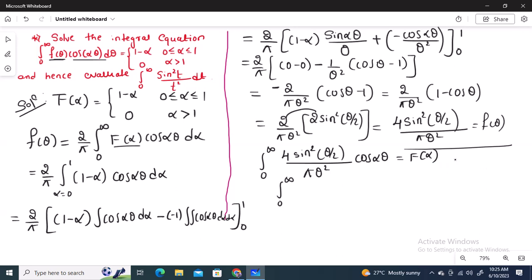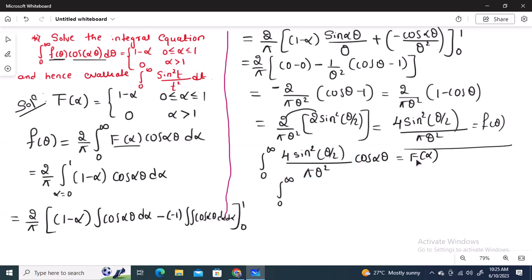So if I simplify it further, what happens? Integral 0 to infinity. I'll bring this 4 to the denominator. It becomes theta square by 4, and that theta square by 4 we can write as (theta by 2) whole square. Okay. Sorry, 4 only I'm bringing to the denominator.